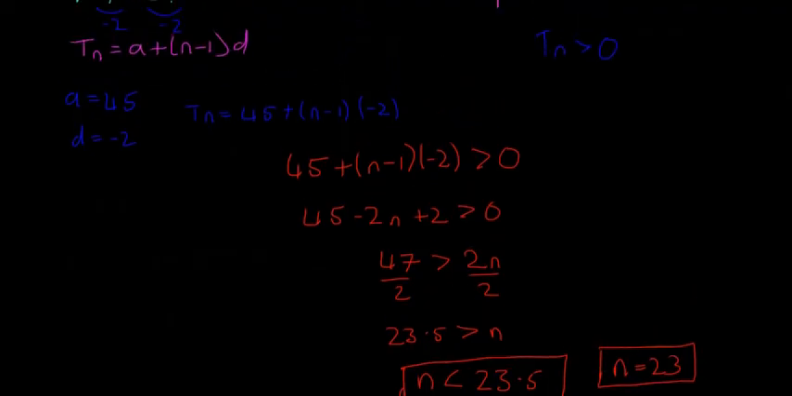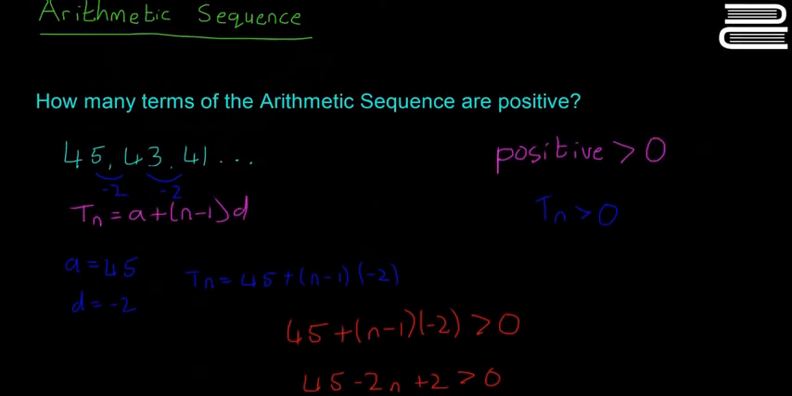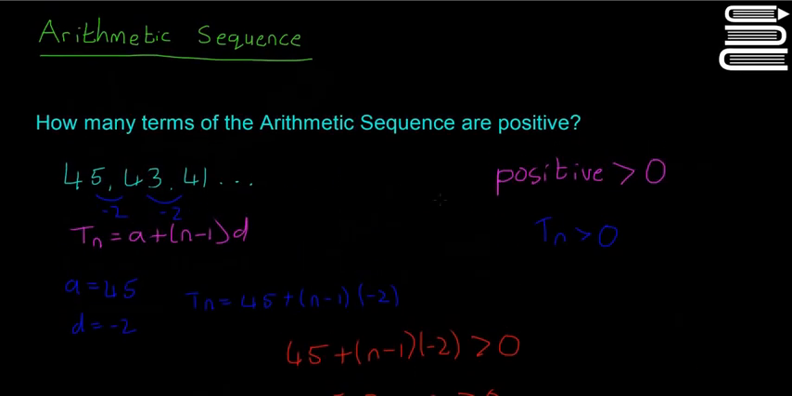So that means there are 23 positive terms in this sequence. You could keep counting them out, you'd have to count 23 of them, and then eventually it'll go to minus 1, or minus 2 or minus 3 and so on. So again, that's how to do that quick question.